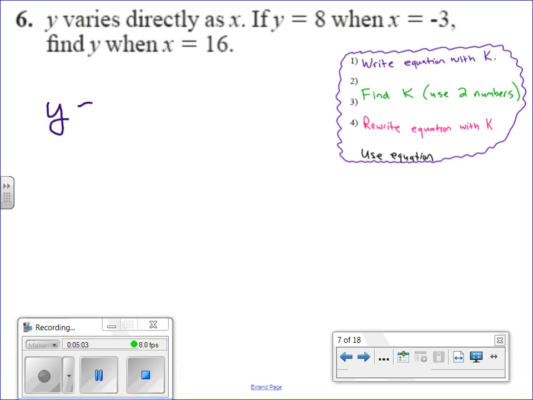Y varies directly as x. So I go ahead and I write out my equation. I don't need any exponent, but I do need that k in there, okay?